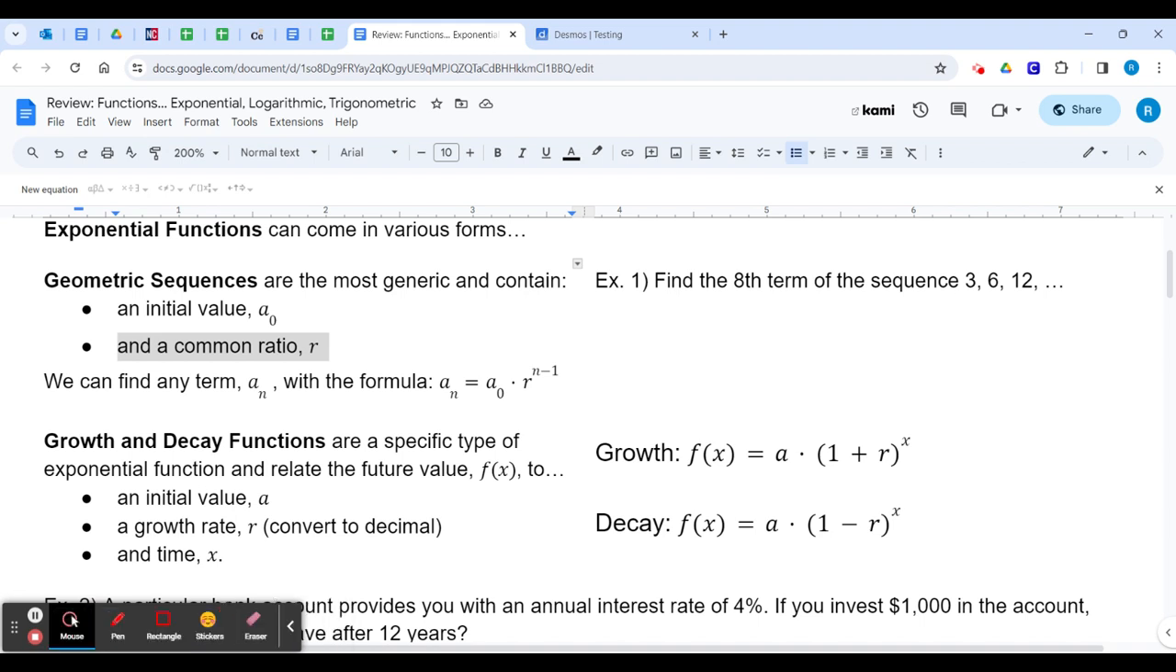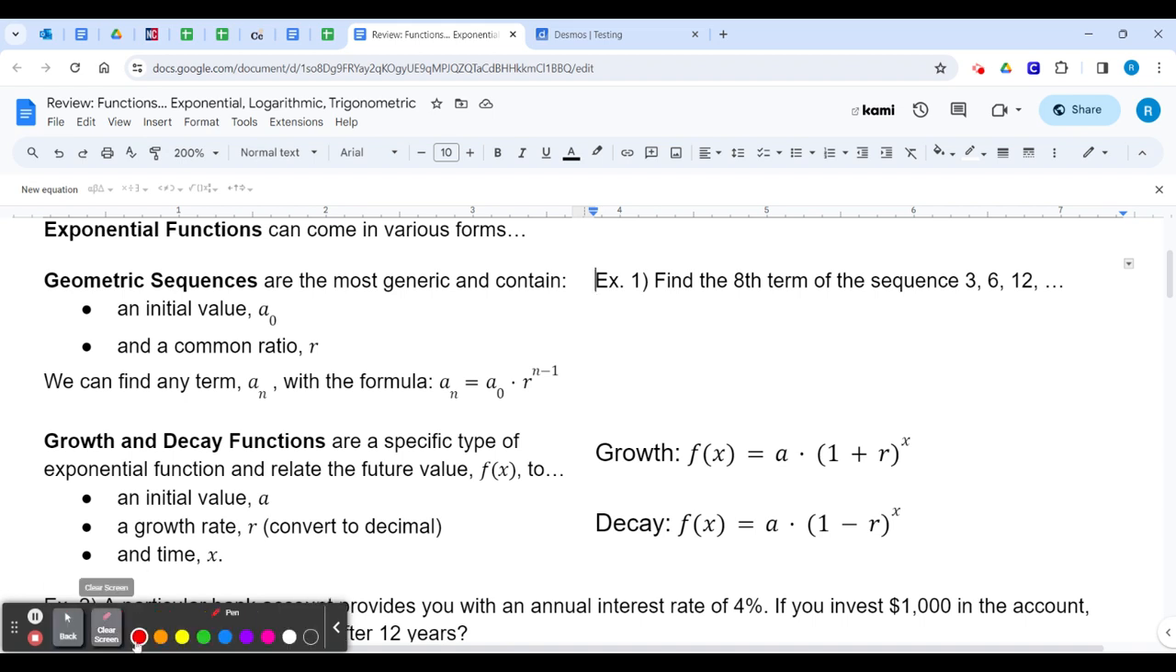So if we take our initial value and multiply it by our common ratio and raise it to whatever term we're looking for minus 1, we can calculate any term in our sequence. So for example 1, we want to find the 8th term of the sequence 3, 6, 12. You'll notice that we multiply by 2 every single time.